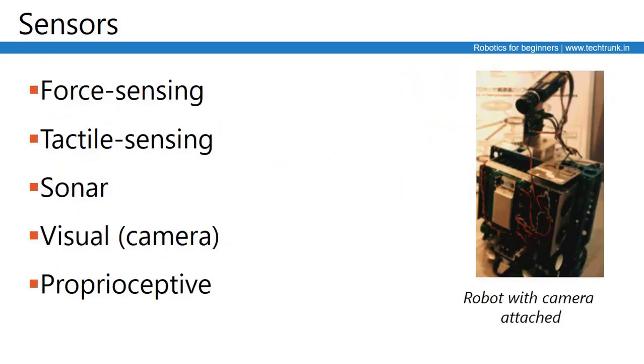Sensors like force sensing, tactile sensing, sonar, visual, proprioceptive sensors help the robot to understand the real-time environment. Vision systems, motion planning systems, radar systems, lidar systems help the robot to understand the inner environment and to understand the environment where the robot exactly is and what set of actions it should perform.